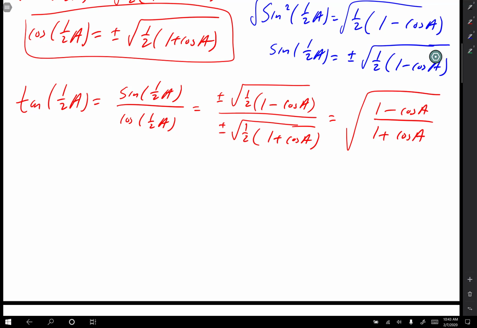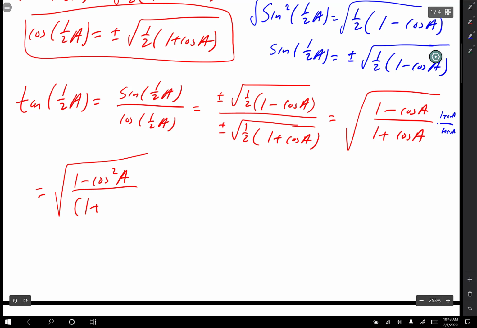And then from there, I can multiply this by 1 plus cosine A over 1 plus cosine A. When you do that, in the top, you get the difference of squares. So square root of 1 minus cosine squared A over, in the bottom, you just get the same thing repeated, so 1 plus cosine A with a square on it. And because I'm writing square root of something squared, I can replace 1 minus cosine squared as sine squared.